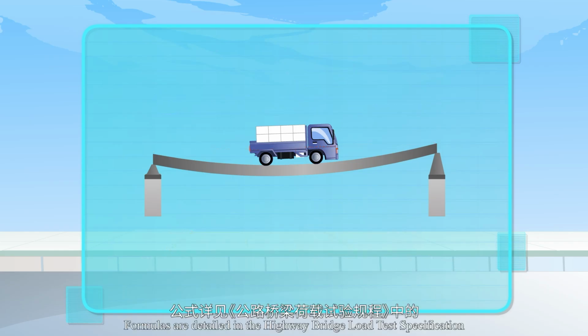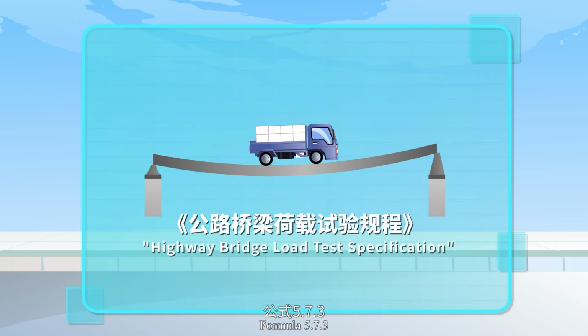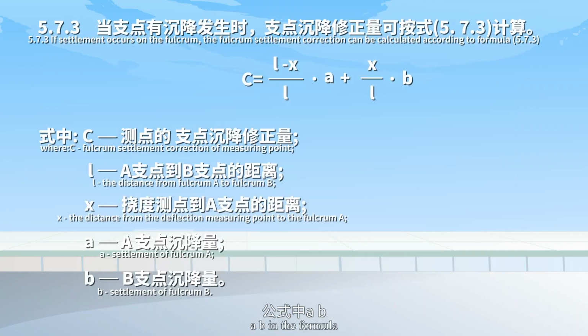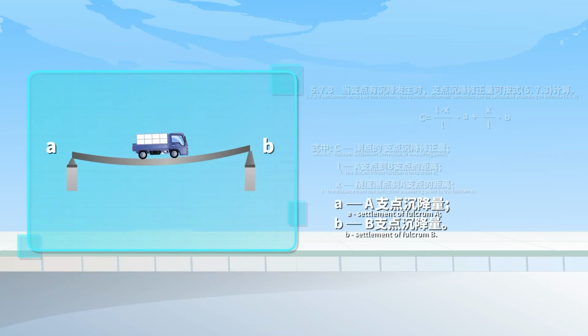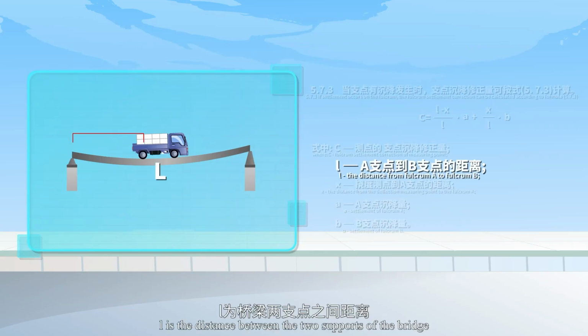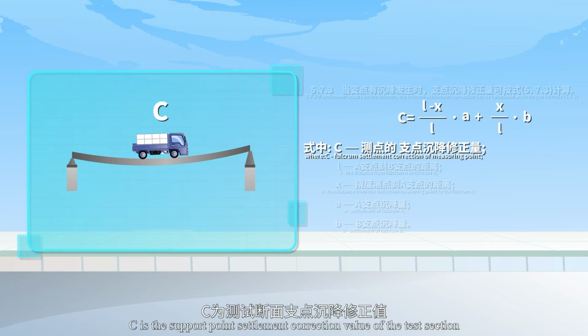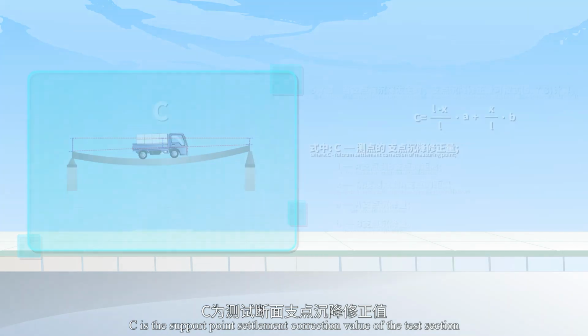Formulas are detailed in the Highway Bridge Load Test specification, Formula 5.7.3. In the formula, A and B are respectively the settlement values measured at the two bridge support points. L is the distance between the two supports of the bridge. X is the distance of the test section from one support point. C is the support point settlement correction value of the test section.